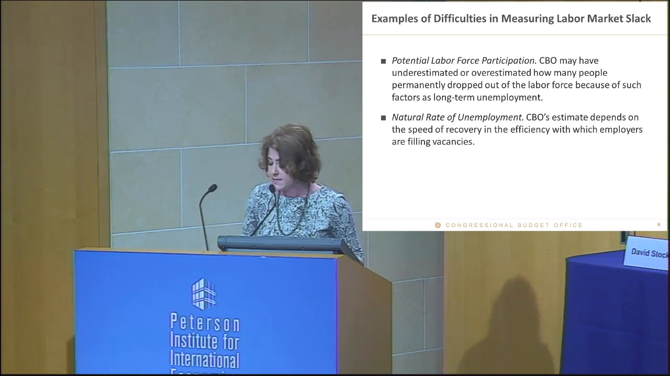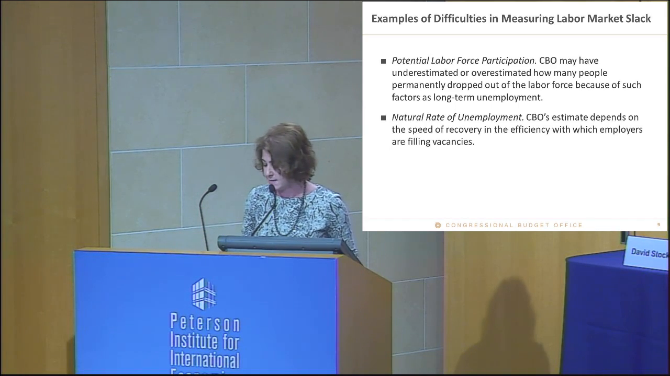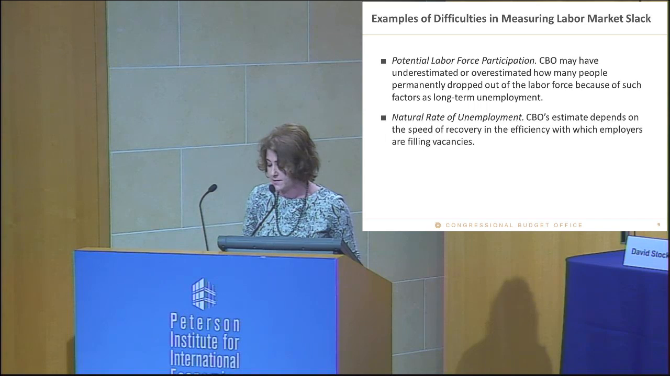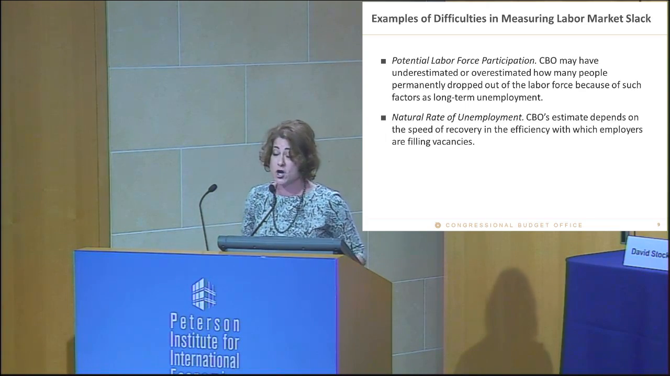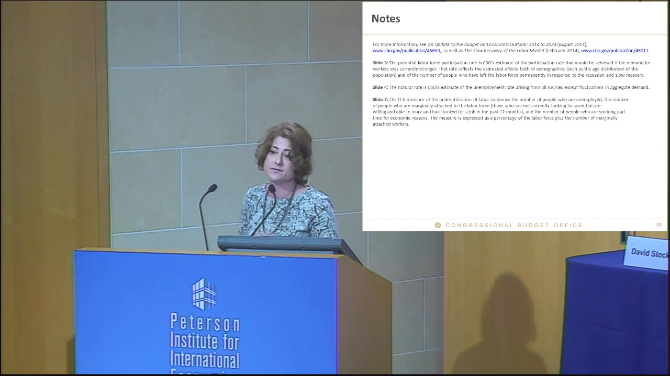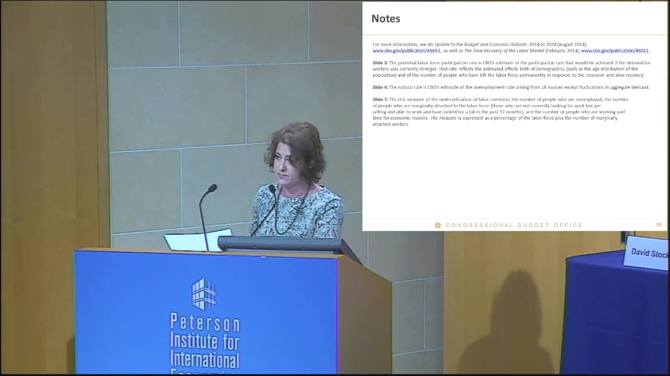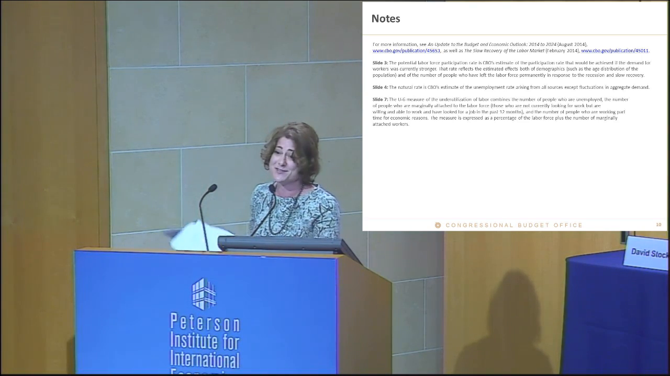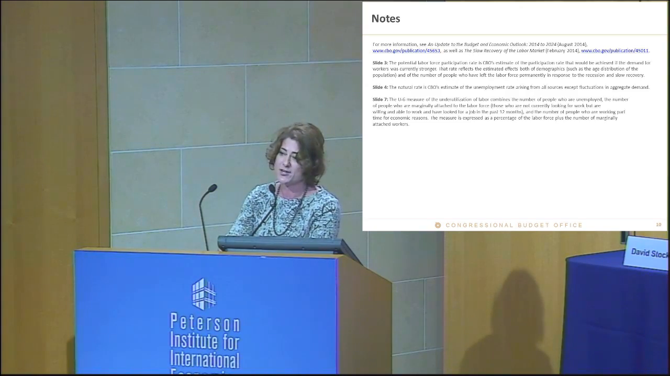As another example, CBO's estimate of the natural rate of unemployment depends on the speed of recovery in the efficiency with which employers are filling vacancies. That recovery is expected in our estimates as workers acquire new skills, shift to faster growing industries and occupations, or relocate to take advantage of new opportunities. Relative to CBO's projections, those adjustments could occur faster or slower or not at all. And on my last slide, I just have some notes to show you where the figures that I showed on the preceding slides came from, and some definitions of what we define the natural rate to be.